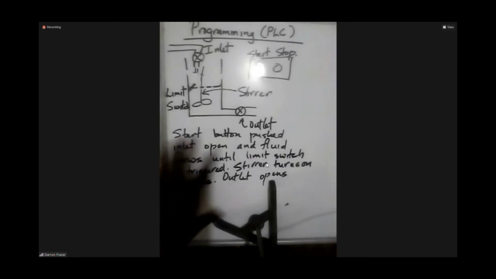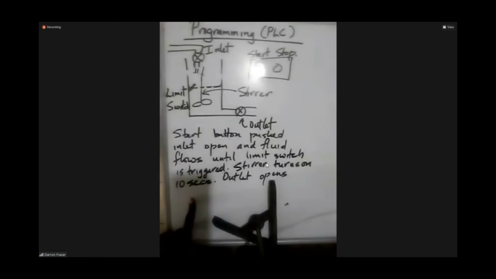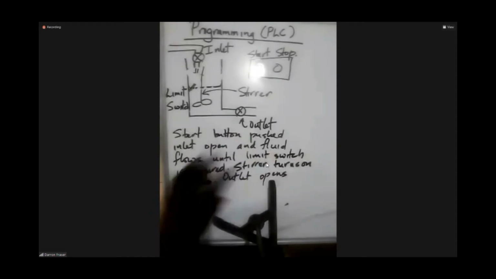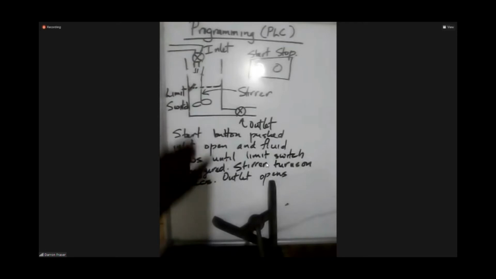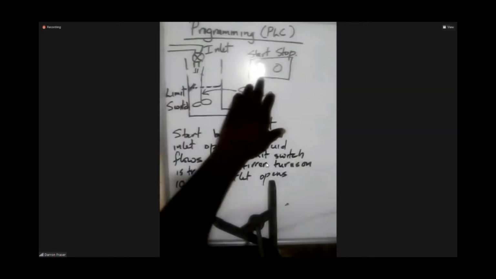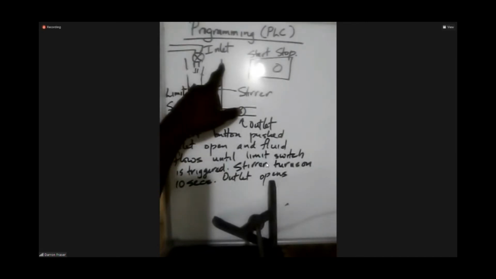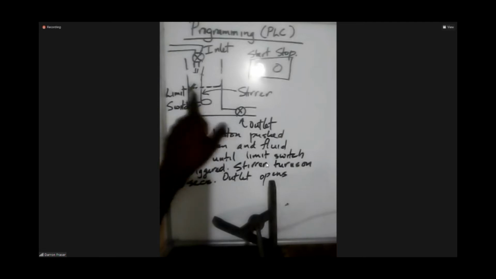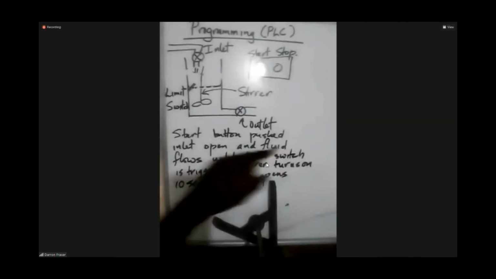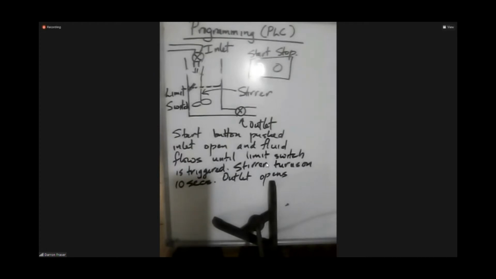So back to the lesson at hand. We want to say what it is that we do when we have a process and we need to automate it. So we have, again: press the start button, inlet opens, liquid fills up, limit switch triggers, turn on the stirrer for 10 seconds, and then let it out. The first thing that you have to do is list your inputs and your outputs. I have limited space on the board.